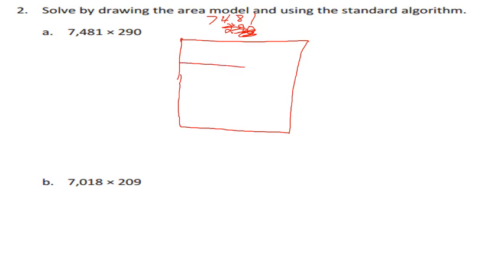So on this one, I'm going to be doing 200 here and 90 here. So let's start off with 7,481, and I'm going to multiply that by 90. And I have my placeholder. 9 times 1 is 9. 9 times 8 is 72. 9 times 4 is 36.